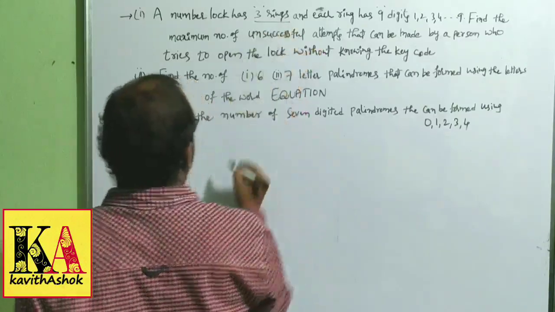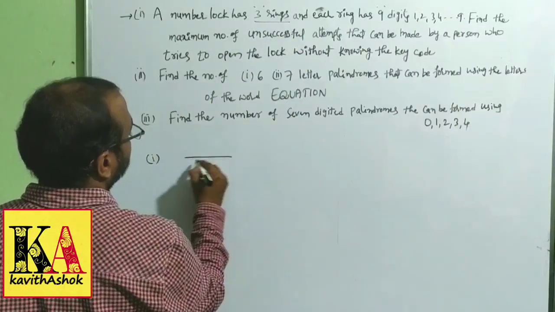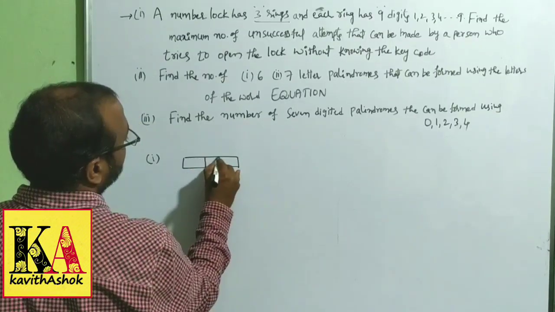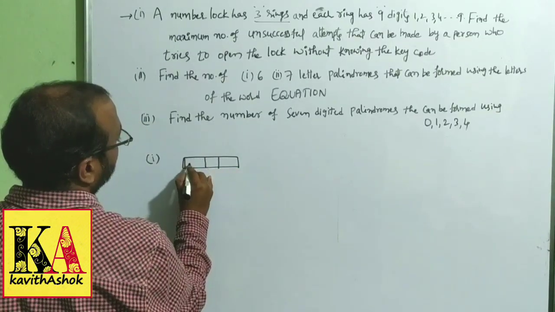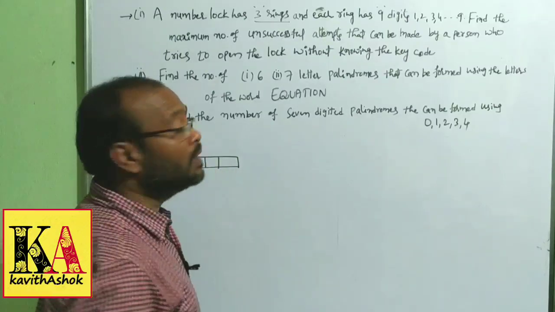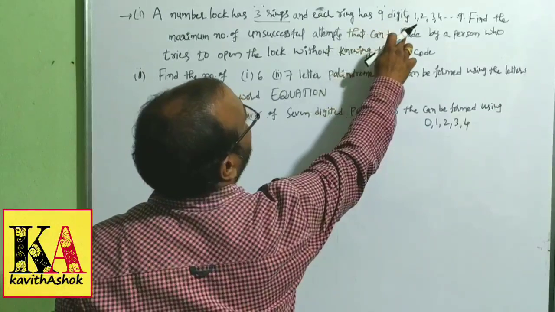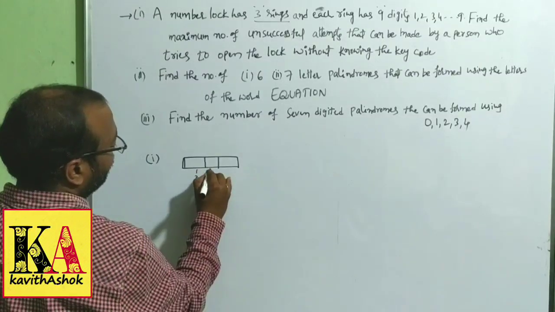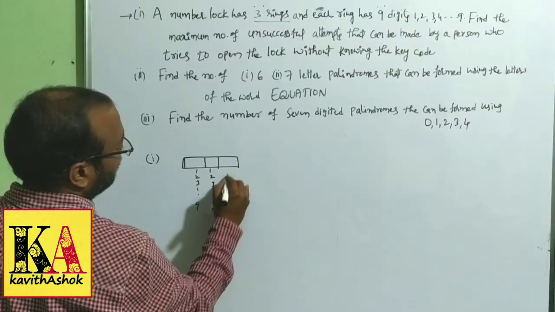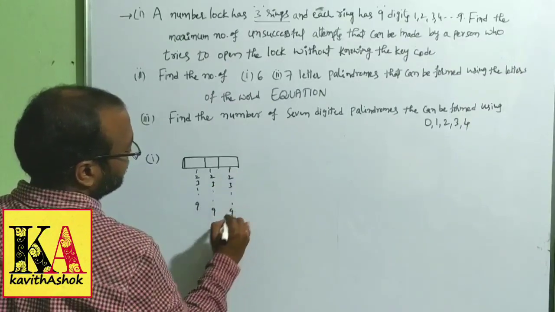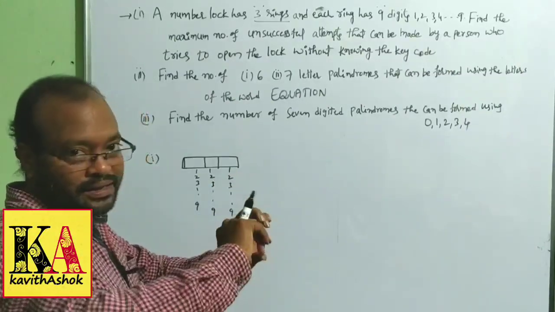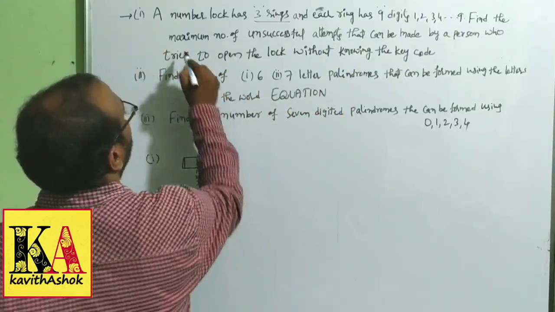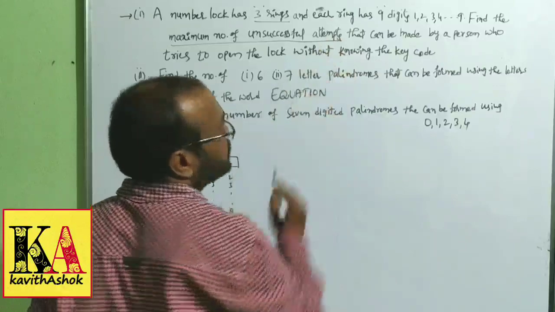3 rings are there. Suppose the number lock is like this here. It has 3 rings. First ring, the second ring, third ring. These are the rings. Each ring has 9 digits, so each ring has 1, 2, 3 up to 9. 1, 2, 3 up to 9. 1, 2, 3 up to 9. We will move the rings like this here. Find the maximum number of unsuccessful attempts.